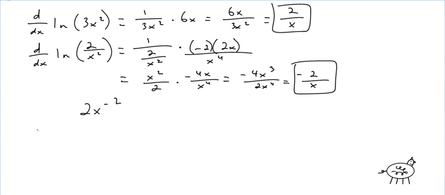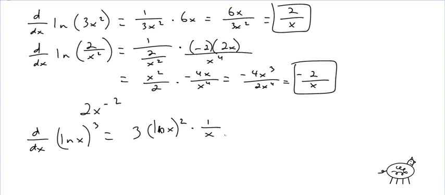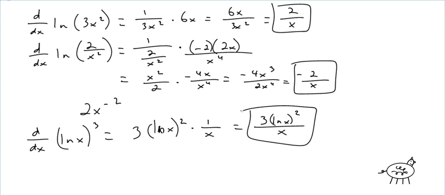Okay. All right, so here's the next example, d by dx of ln of x cubed. Okay, well, again, using the chain rule, we're going to do the outside first. So we have 3 times ln of x squared times 1 over x. So we get 3 ln of x squared over x. Okay, well, that's not too bad.